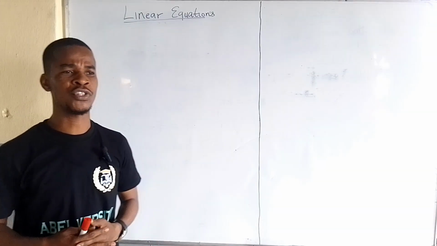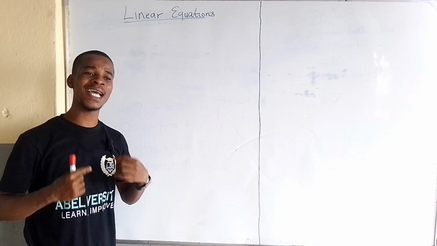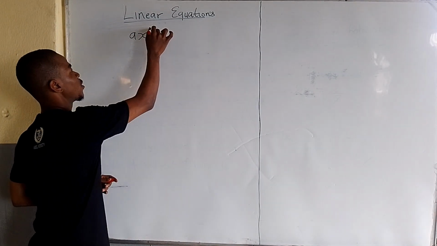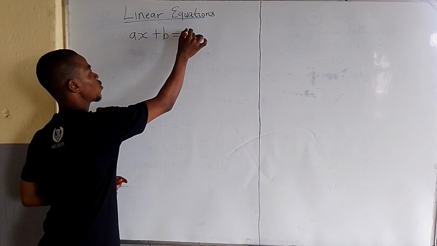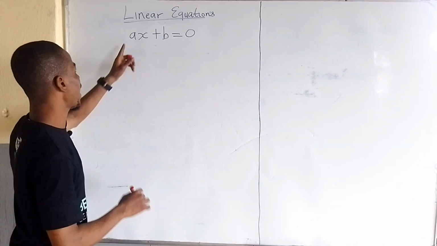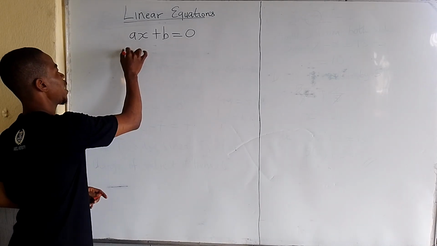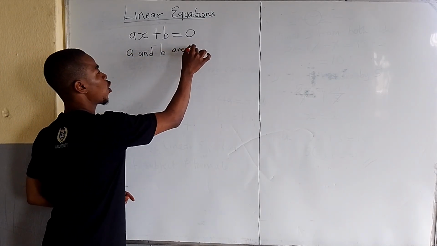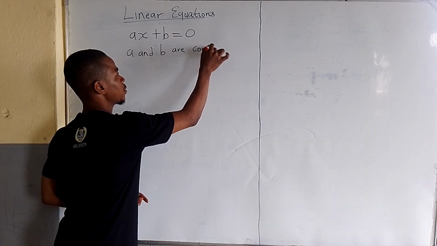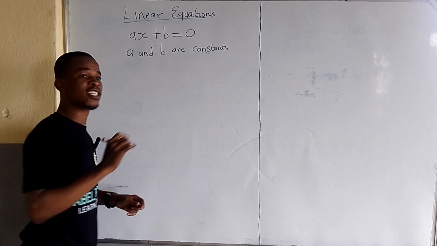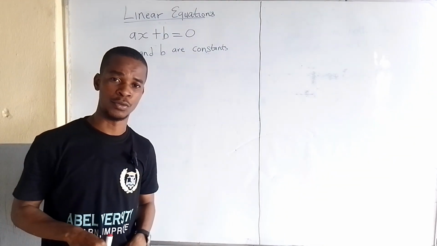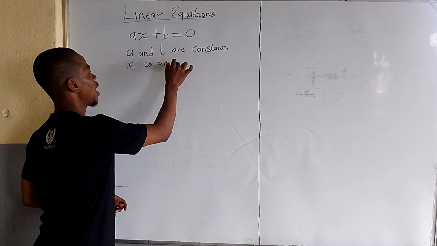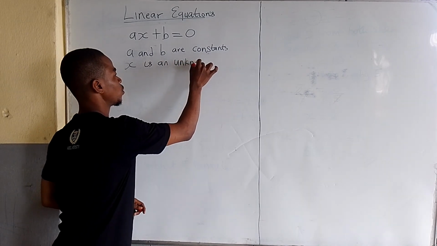What is a linear equation? A linear equation is any equation that takes the form ax plus b equal to 0, where a and b are called constants. This simply means that a and b have numerical values and x is an unknown variable.